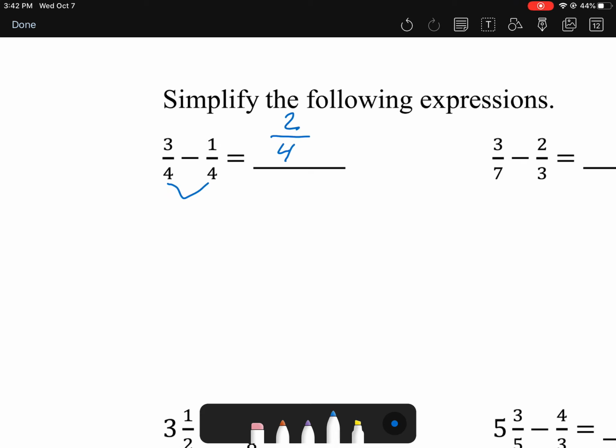Now, this is not my final answer. I do have to go through and simplify. The top and bottom are even numbers, so I can divide them by 2. 2 divided by 2 is 1, and then 4 divided by 2 is 2. 1/2 is my final answer.